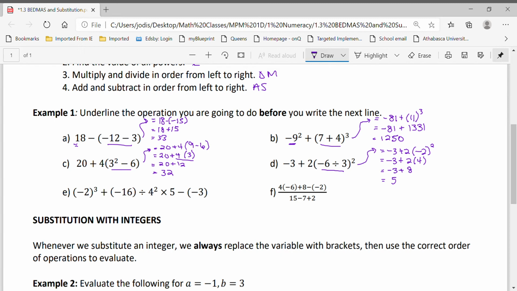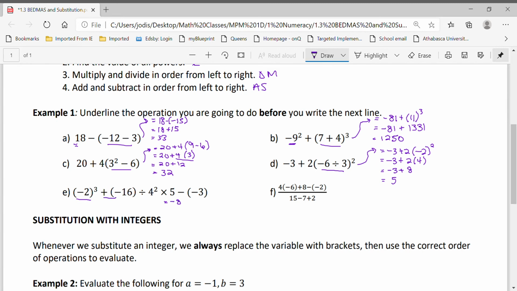And then last couple of questions over here. I could fit it underneath, I guess, but I'll try and write over here. So these ones, we can do a couple of things at a time just to save us some steps. We can do this negative 2 to the power 3. That's going to give us negative 8.